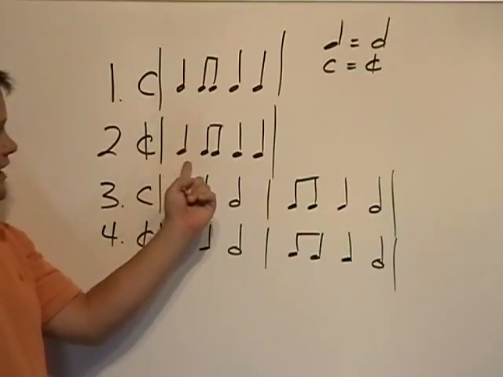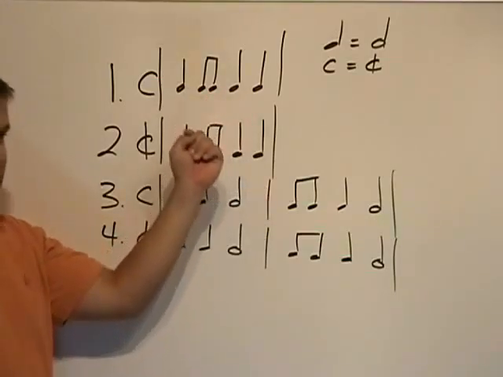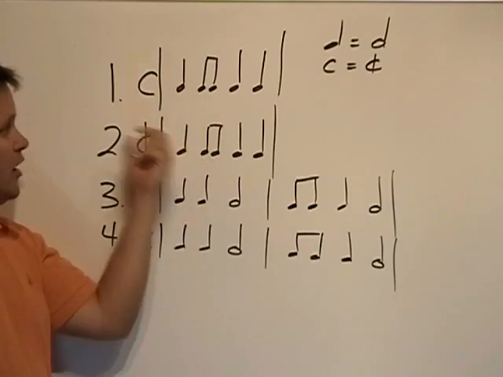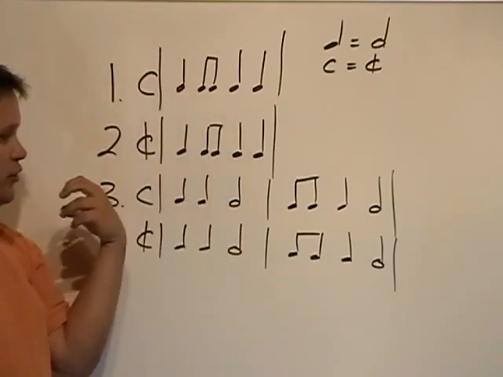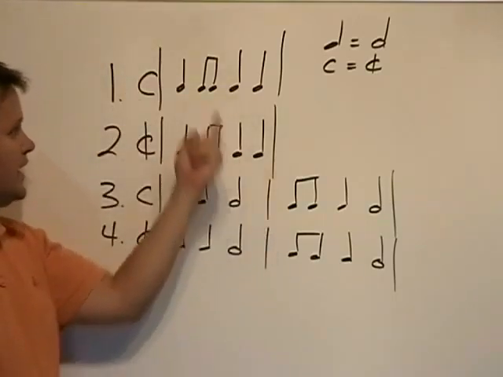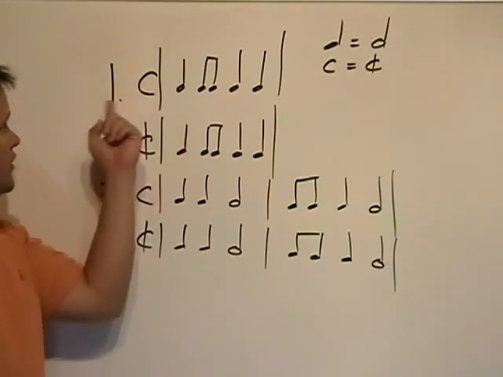So when we start doing these examples, this is going to sound twice as fast as this one, even though they look exactly the same, because we're changing the beat value. We're applying the beat value to the half note instead of the quarter note up here. So let's do number one.